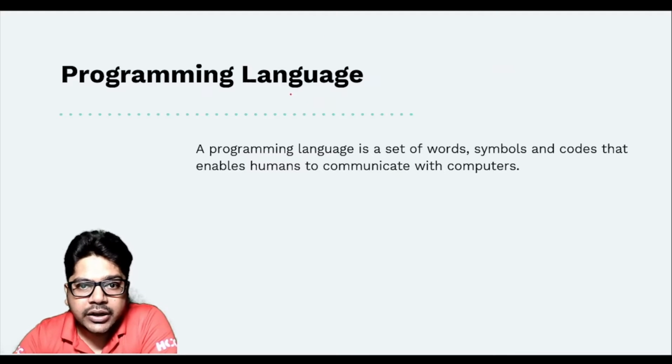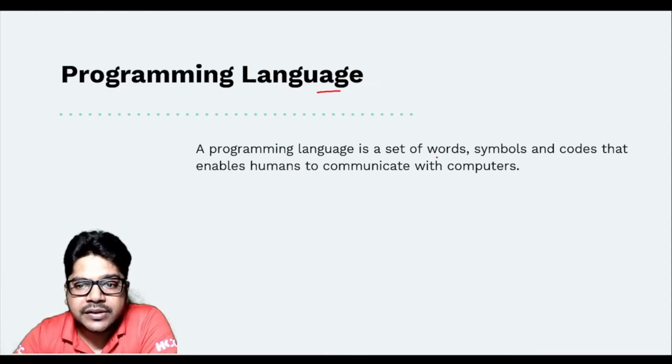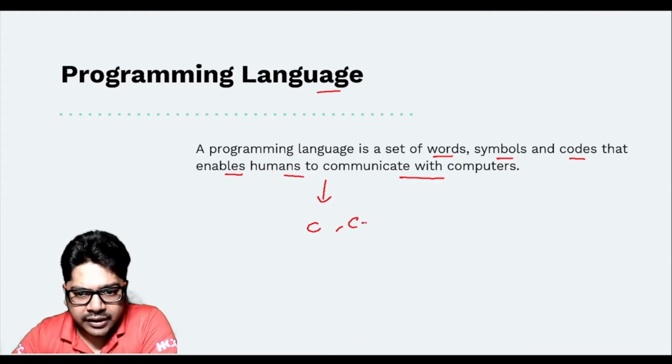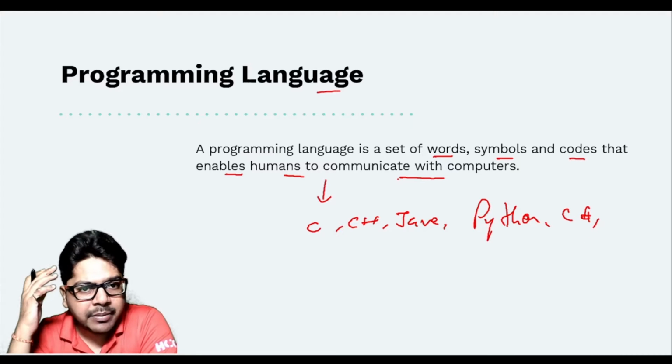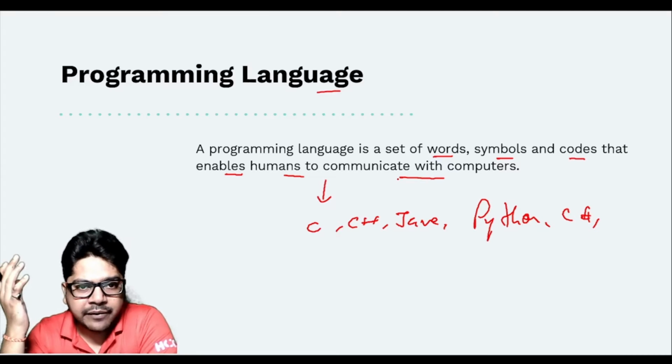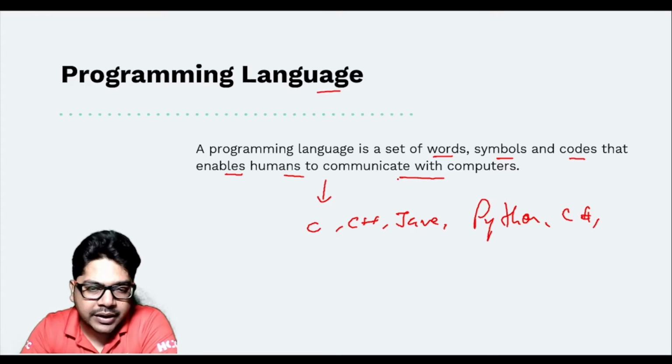Now, coming back to programming language, which we were talking about just before. A programming language is nothing but a set of words, symbols and codes that enables humans to communicate with the computer. There are different examples of programming languages, like C, C++, Java, Python, C Sharp, and many more. There are n number of languages today, and people use them as per their convenience and requirement.